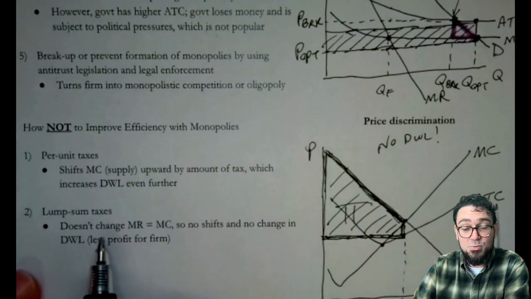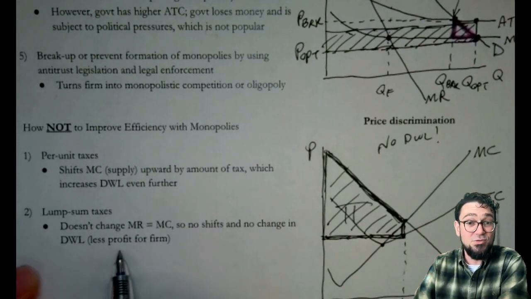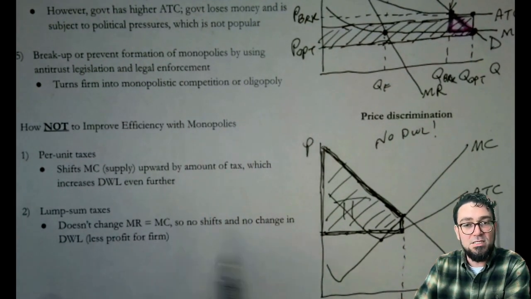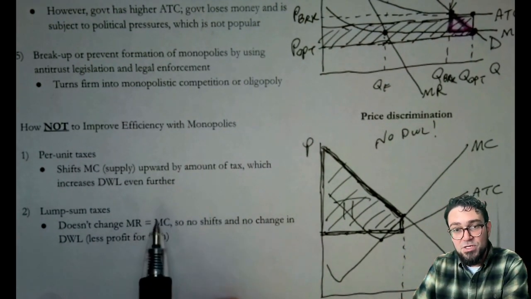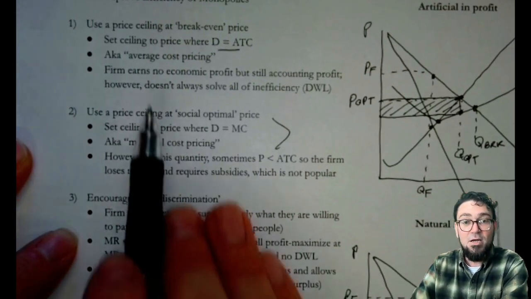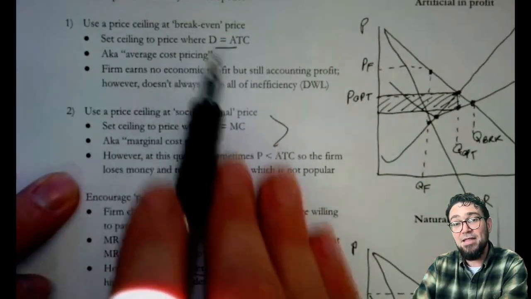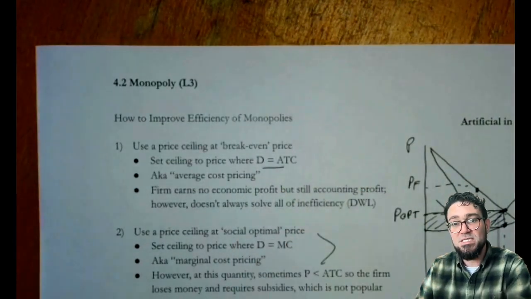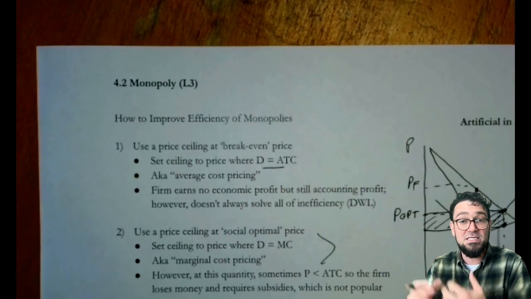A lump sum tax would likewise also not work. It would reduce the profit that the firm earns, but it's not going to cause them to produce Q opt. The thing that would cause them to produce that Q opt, as we talked about just a moment ago, you could get them to price discriminate, which makes people feel upset, or you can use price ceilings at those optimal prices or break-even prices. So hopefully this helped you understanding how we can intervene and fix a market failure.